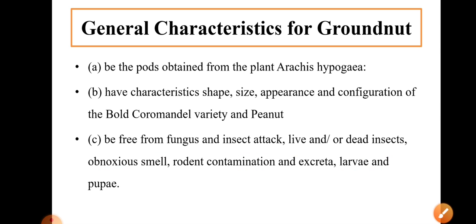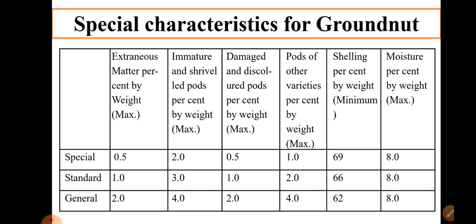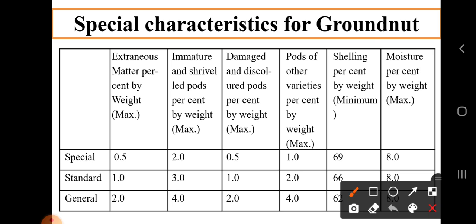Okay, in this slide we have seen the general characteristics for the groundnut. Your groundnut or your pods should be obtained only from the groundnut plant. Then it should be uniform in size, shape and colors as per each kind of groundnut, like the bold, coromandel and peanut. Then it should be free from fungus, insect attack, or any kind of pest and disease attack. Okay, then what are the special characteristics required for the groundnuts?